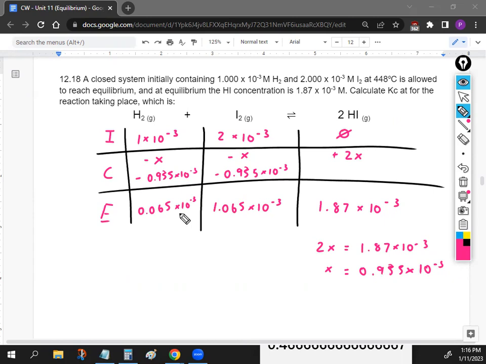The one on the left, 0.065 times 10 to the negative 3. Yeah, so you just moved it over, that's the same thing. Yeah, 7's fine as well. Little rounding things like that are totally fine.